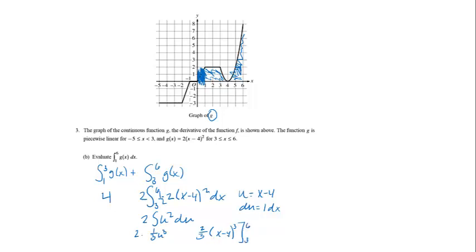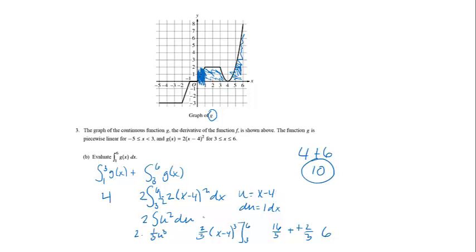Okay, so if I plug 6 in, 6 minus 4 is 2, 2 to the third power is 8, 8 times 2 is 16, so I'm going to get 16/3 minus, now if I plug 3 in, 3 minus 4 is negative 1, negative 1 to the third is negative 1, negative 1 times 2/3 is negative 2/3. So leave change opposite, I'll get 18/3, which is 6. So now I have 4 plus 6, which is equal to 10. So the integral, and I shouldn't have really circled that, I guess, sorry about that.